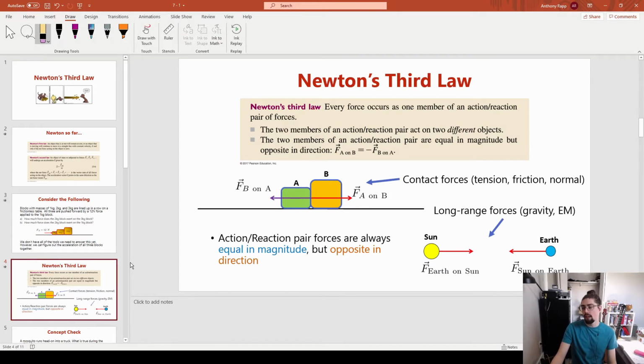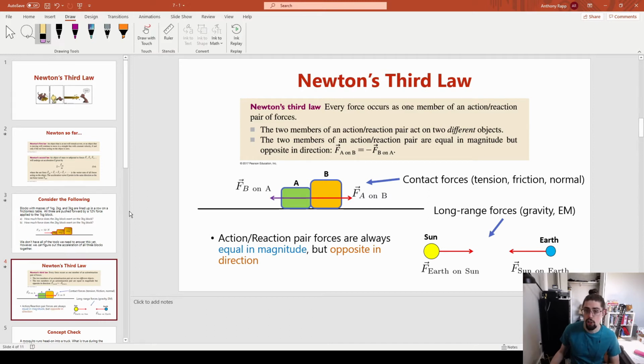So, all of this is going to be determined by Newton's third law, and you guys have it already, I think. Every force occurs as one member of an action-reaction pair of forces. It's a wordy definition, but what it's saying is that for every single force, there is another force going exactly the other way. And we talked about this a long time ago when I first brought up stuff like the normal force. When I lean into the wall and I push into the wall, I exert a force on the wall. The wall, in turn, exerts a force back on me, and that's what happens.